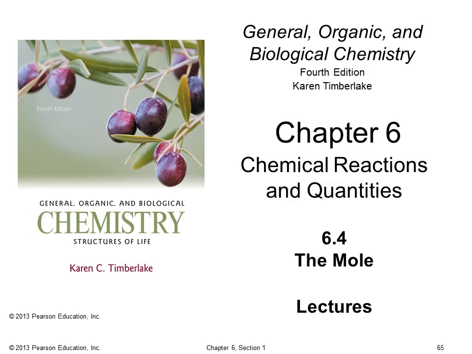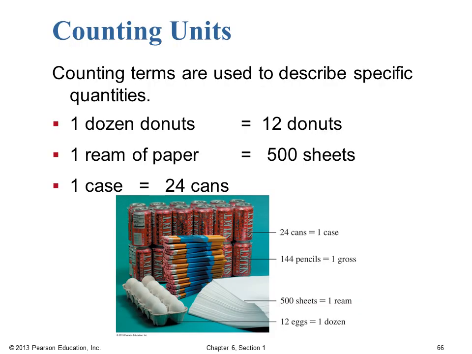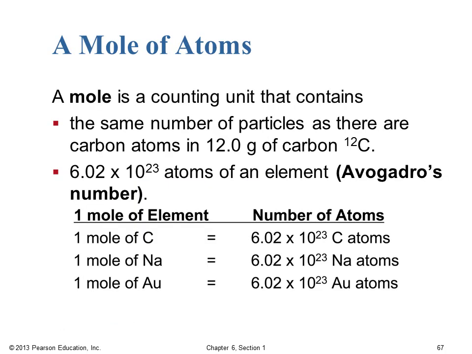So that brings us to 6.4, talking about the unit of the mole. So many times we use certain terms to describe a certain number of quantities. And so, we use the word dozen to talk about the number 12, or a case with 24. When we talk about paper, a ream of paper is 500 sheets. So we use a similar type of unit system in chemistry, and we use that as the mole.